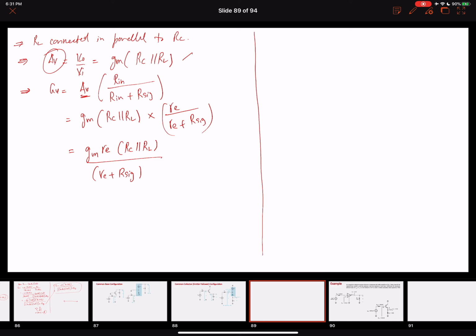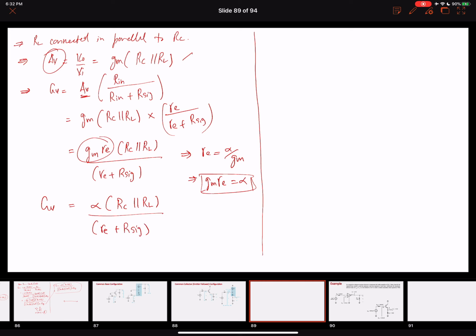Now we can also replace this value. For example, we know that RE equals alpha over GM. So our GM times RE, this product, would be equal to alpha. Then we simplify this equation further with these values. So this will be the overall voltage gain of an amplifier: alpha times RC in parallel with RL, divided by RE plus the signal resistance. Okay, so this is our basic analysis of a common base configuration.